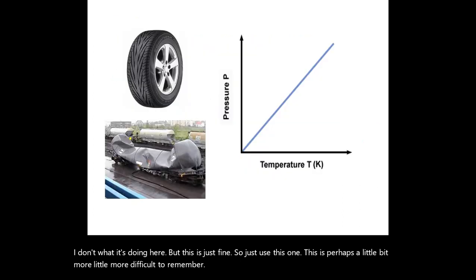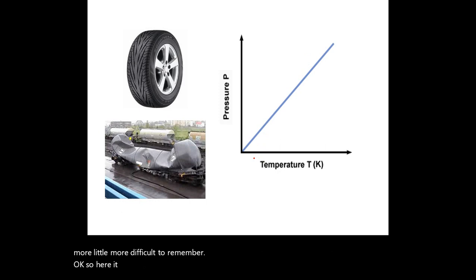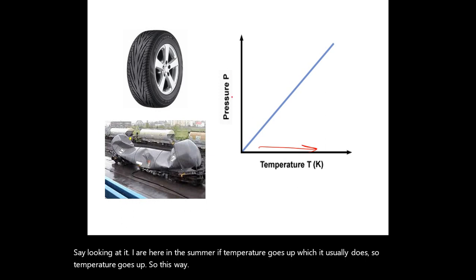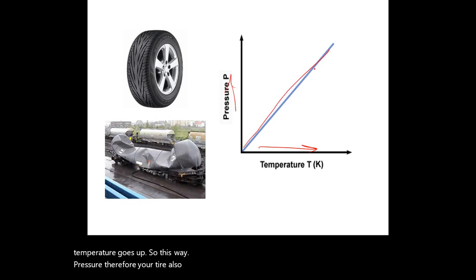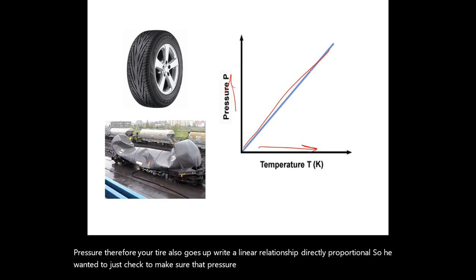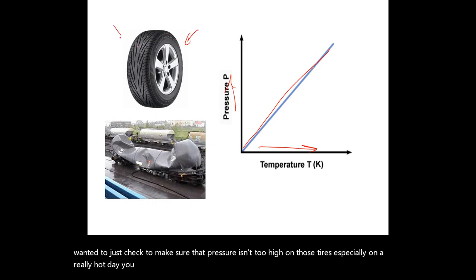Okay, so here it is. In the summer, say we're looking at a tire here. In the summer, if the temperature goes up, which it usually does, then pressure in your tire also goes up. It's a linear relationship, directly proportional. So you want to check to make sure that pressure isn't too high on those tires, especially on a really hot day. You want to make sure that you're driving safely. So check that tire pressure.